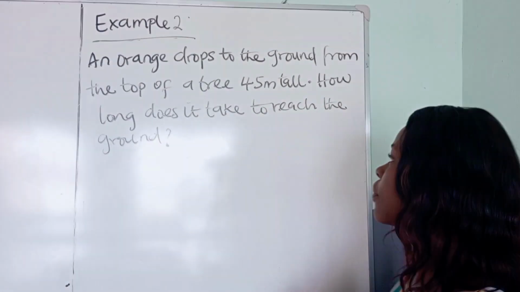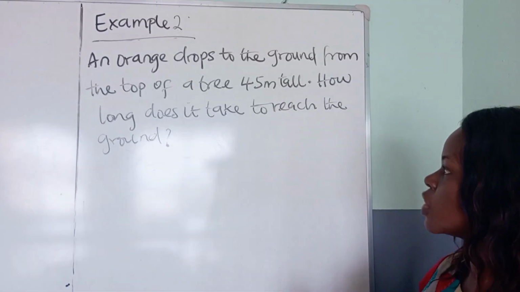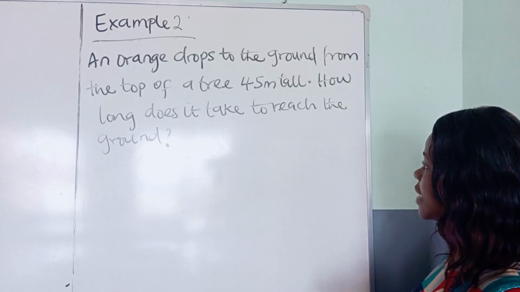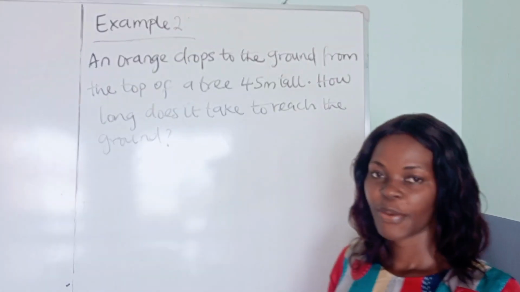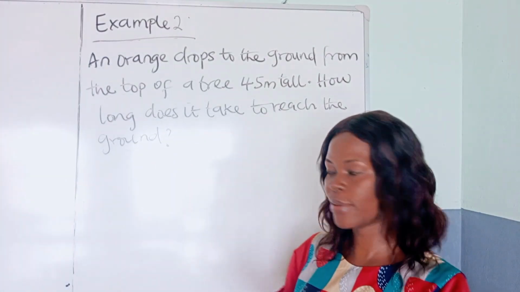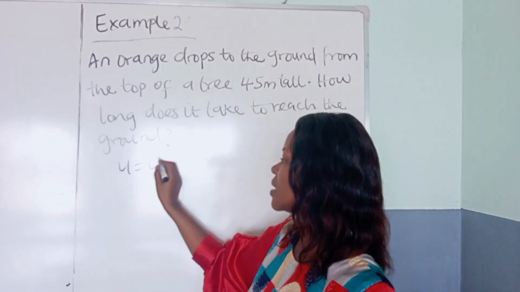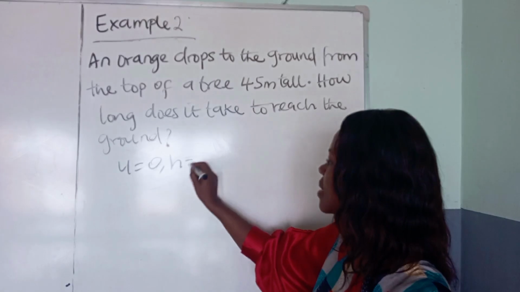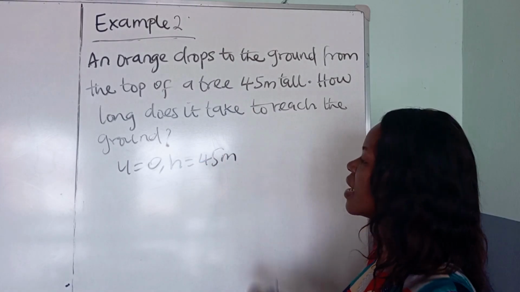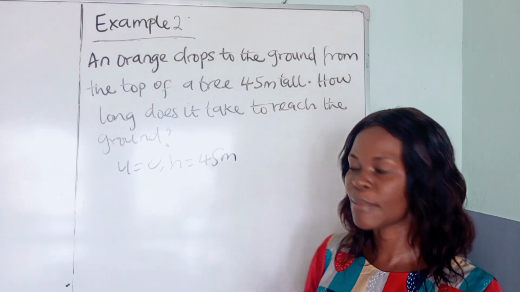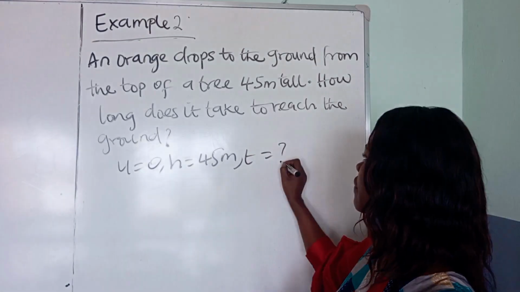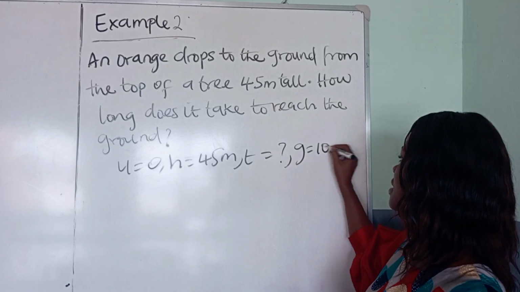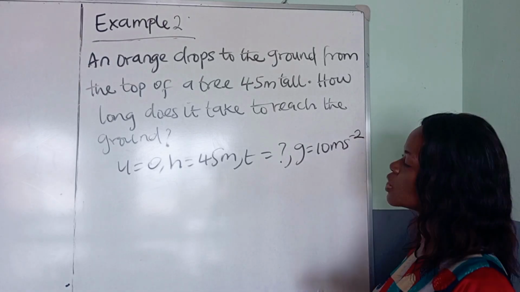Let's see this second example. An orange drops to the ground from the top of a tree 45 meters tall. How long does it take to reach the ground? Okay, we all know that as it drops to the ground, u automatically equals 0. 45 meters tall, that is my height, 45 meters. How long means time, so we are looking for time. We also know that our g is constant, 10 meters per second square.